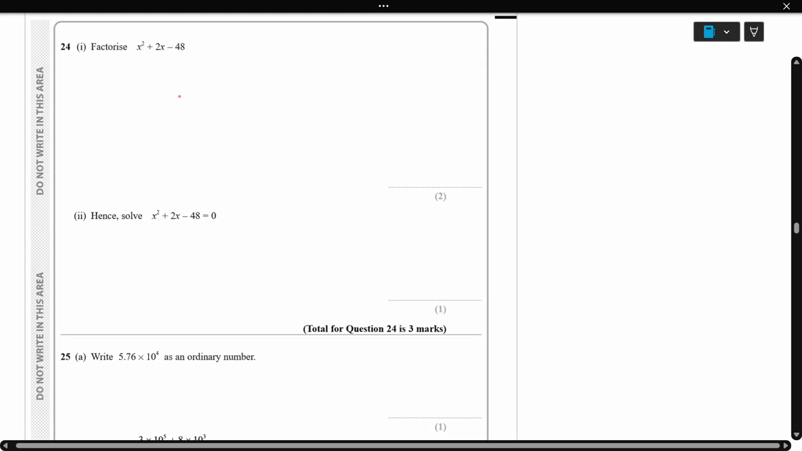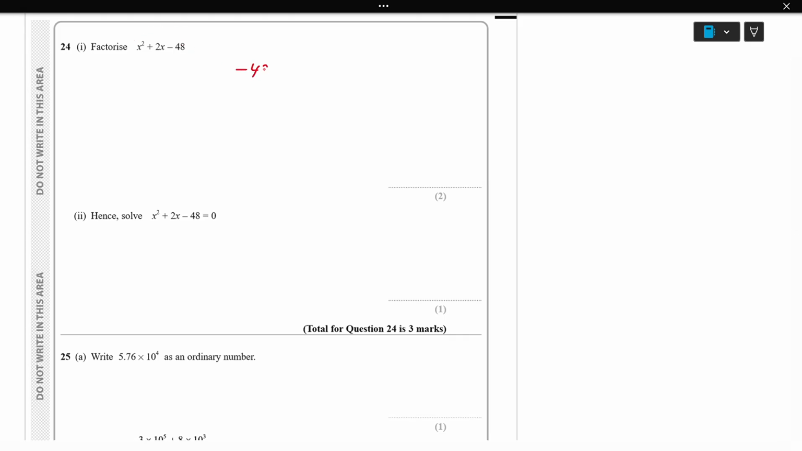Next, question number 24. Factorize x squared plus 2x minus 48. So when we multiply we have to get negative 48, and when we add we have to get 2. So the factors are 8 and negative 6. When you multiply, we get negative 48, and the sum is positive 2. So x plus 8 times x minus 6. That's the answer: x plus 8 times x minus 6.